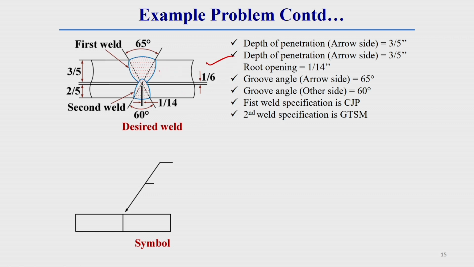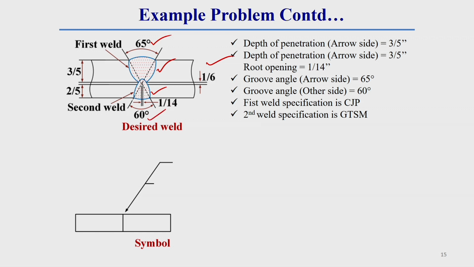Here, on the top side, we did some welding operation which has a different joint geometry, and on the bottom side we also did some operation which has another joint geometry. The top side has a bevel angle of 65, and the bottom side has a bevel angle of 60.